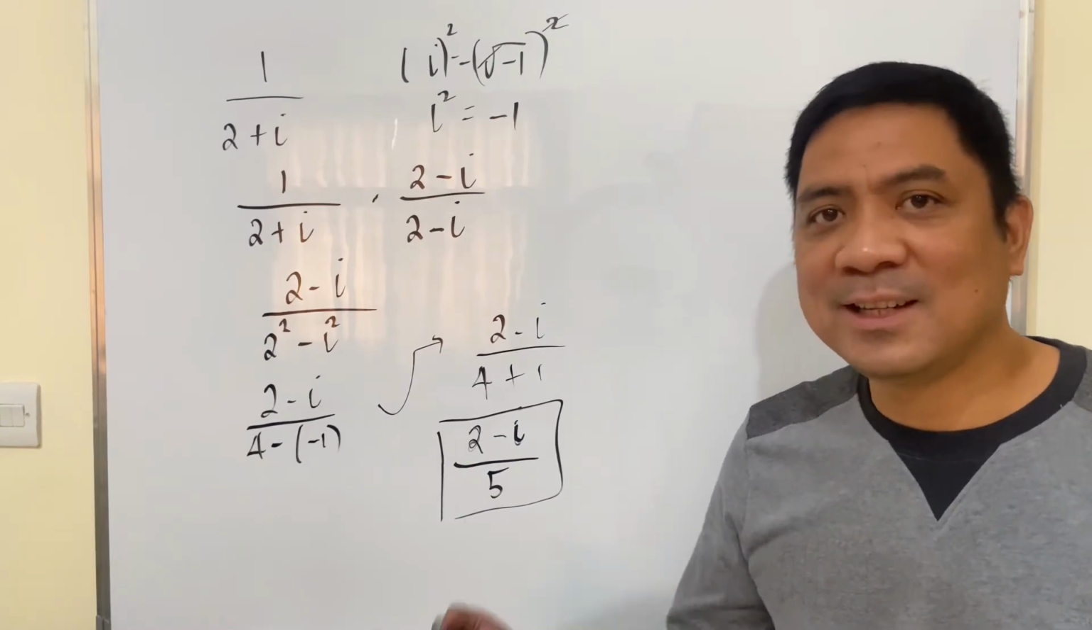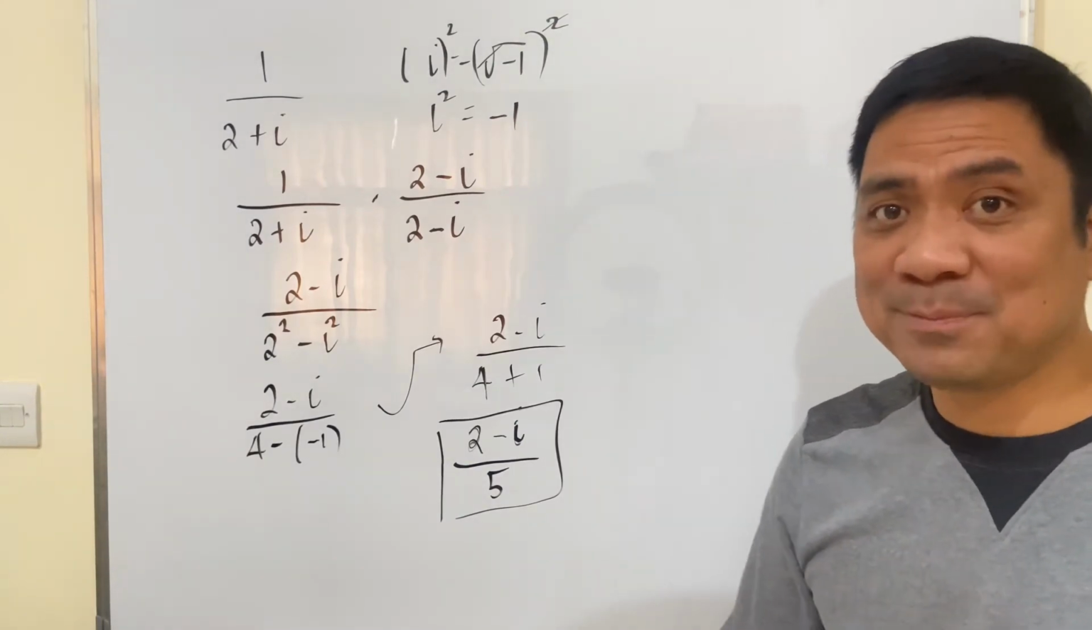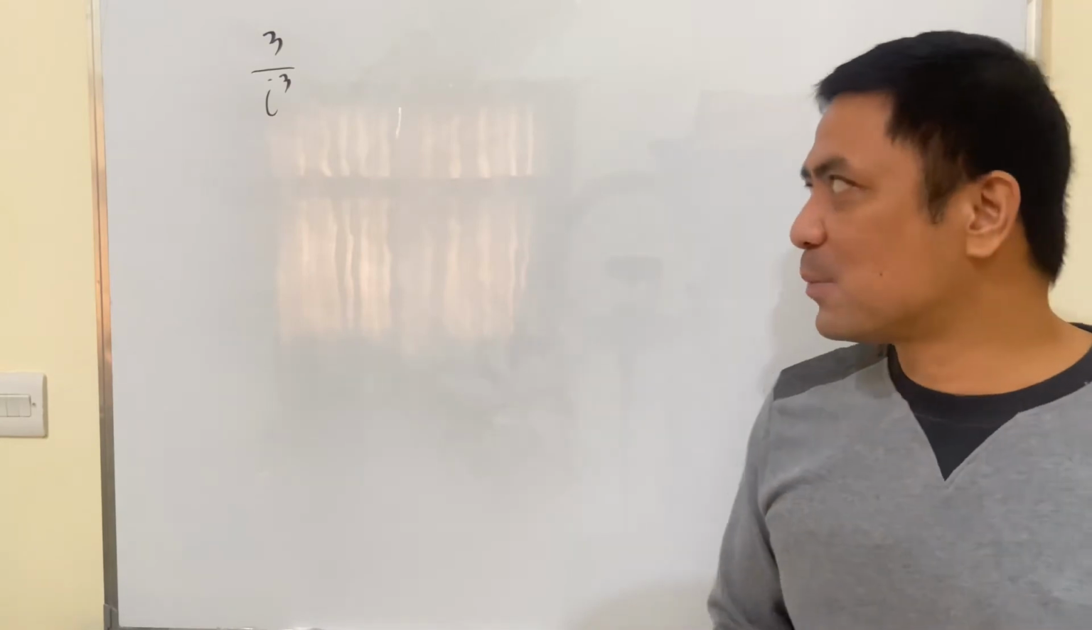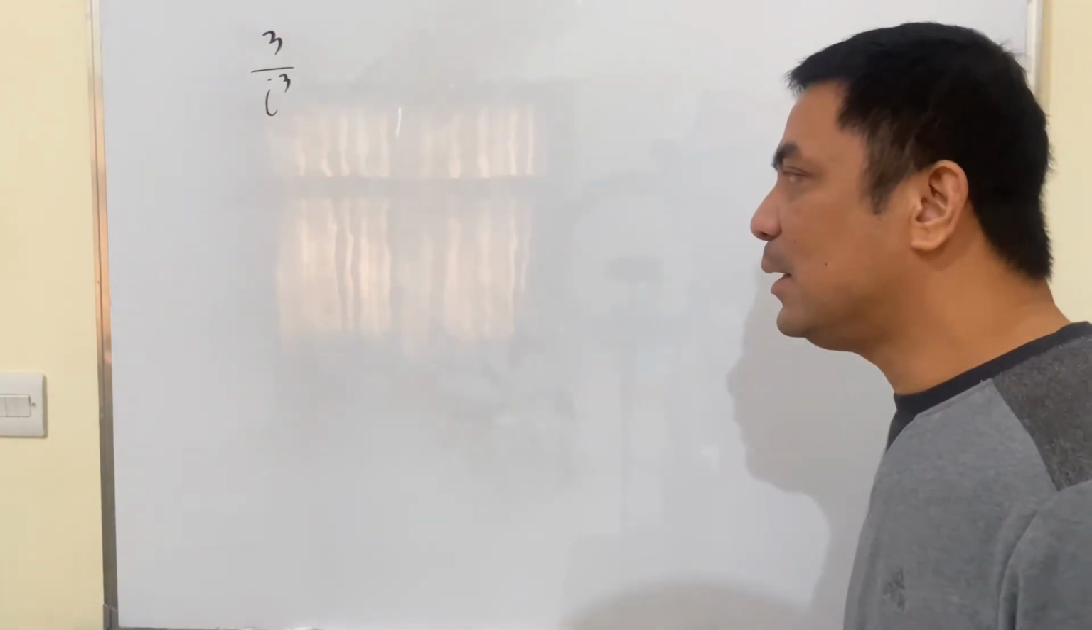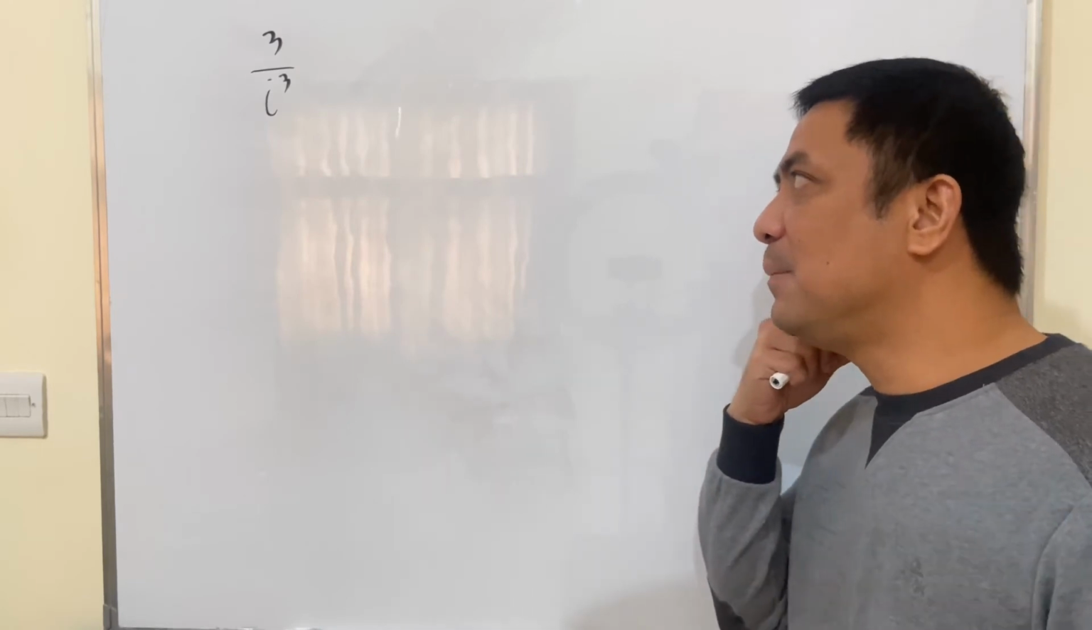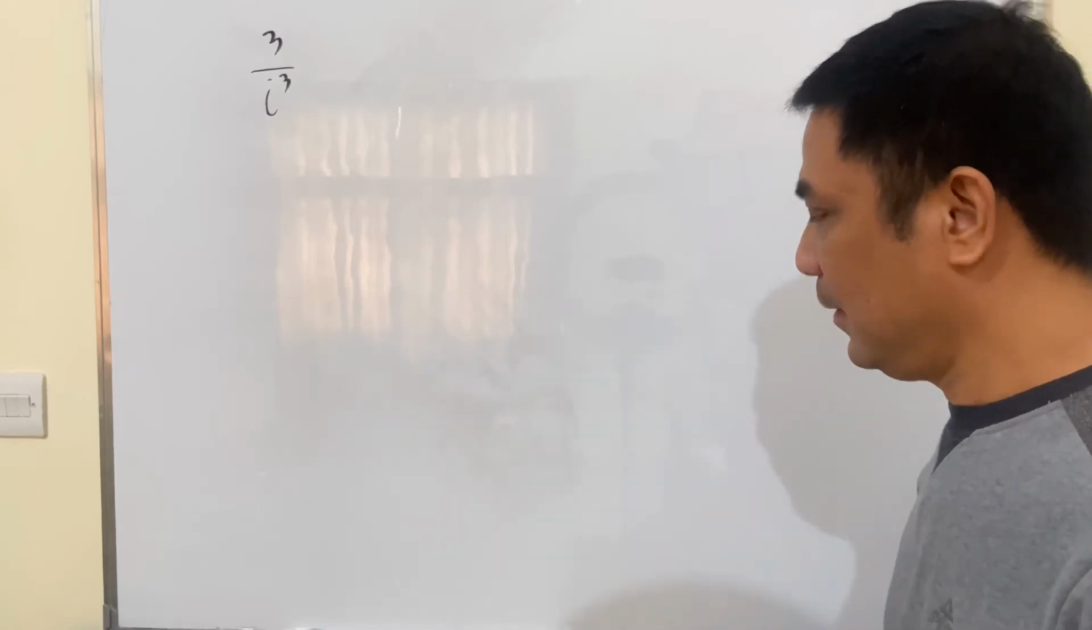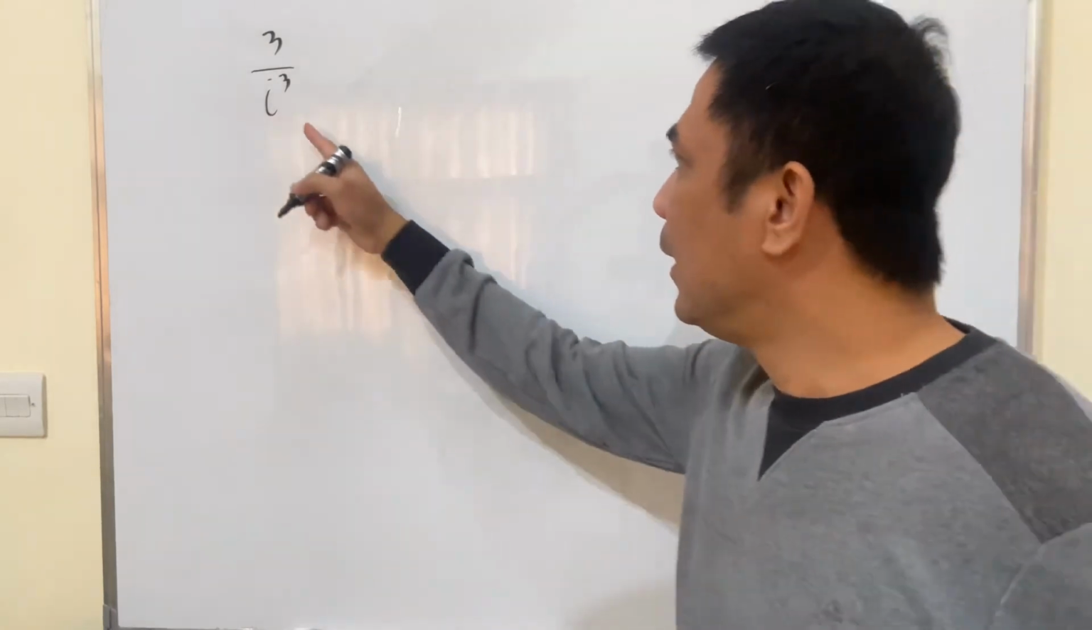Okay, so let's take the next problem, or the last problem, I mean. Okay, so let's have this last problem here. We have 3 divided by i cubed. It looks simple, but it's a bit tricky actually. So we have here i cubed.